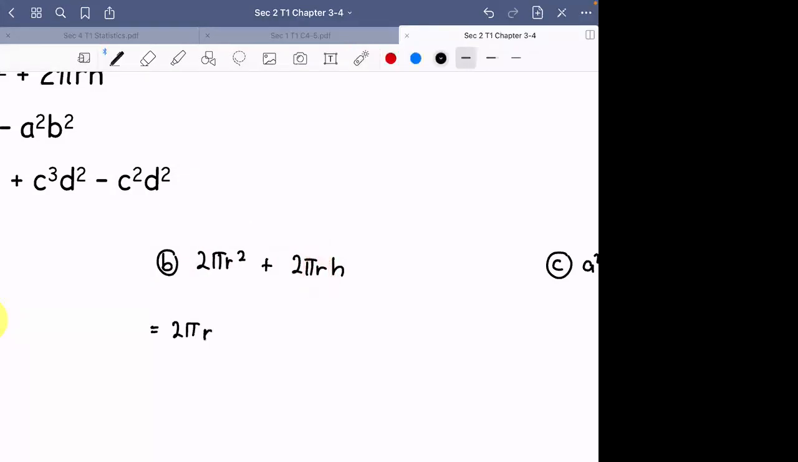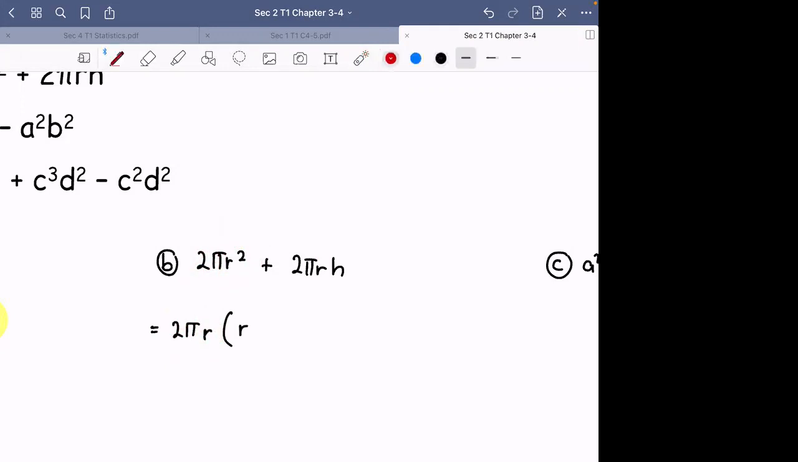So this is 2 pi r. We cannot use h because the first term doesn't have h. So 2 pi r is our common factor. Let's divide them now. The first term divided by 2 pi r, what do you get? The 2 is cancelled, pi is cancelled, and r squared divided by r gives you r.